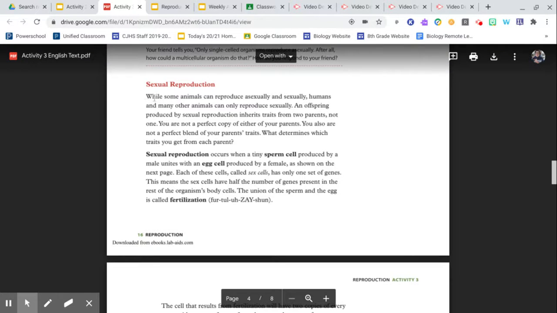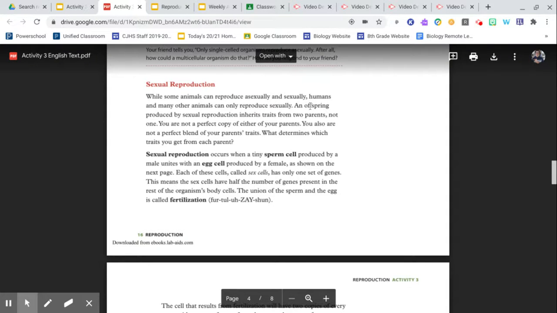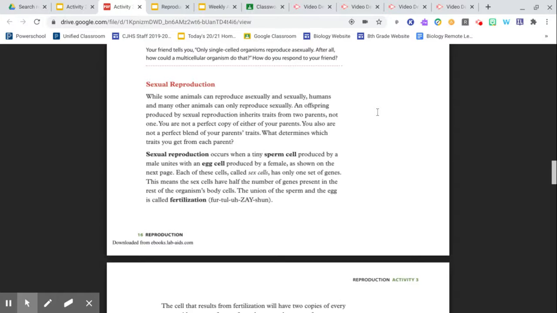Now, while some animals can reproduce asexually and sexually, oh, that's a mind blower, side note. Humans and many other animals can only reproduce sexually. An offspring produced by sexual reproduction inherits traits. Side note, those are those characteristics, things that you have in common that you can see, like physical characteristics and behaviors from two parents, not one.